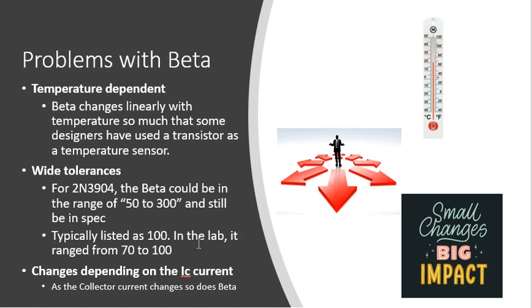If you're going to design a circuit with such a range, it makes it very difficult. It's easy to make one circuit work, but if you're a manufacturer, it's very hard to make 100 work when you have a high range like that. In the lab, we found that it ranged typically from 70 to 100, and these are the results that I saw. The other thing is that it changes depending on the collector current. The more current you run through, you end up with a different beta. Less current, different beta. So besides having a wide range, it also changes with current.